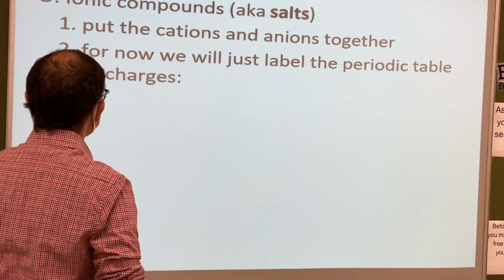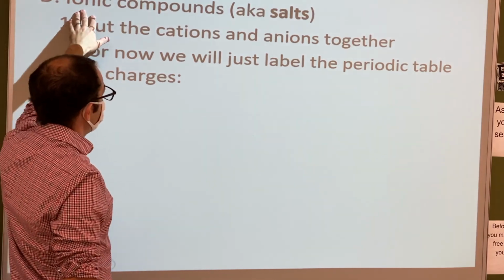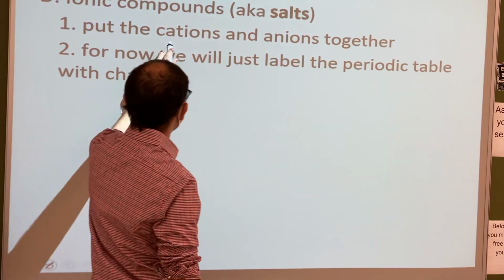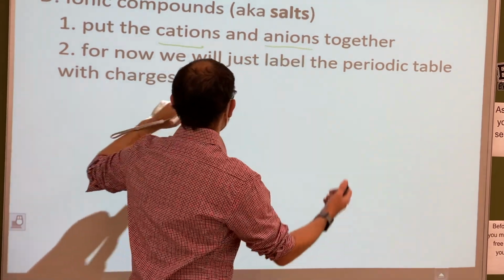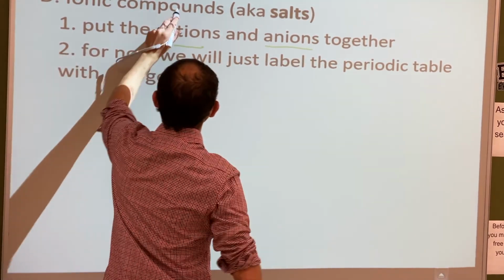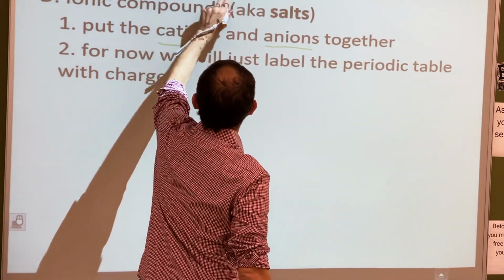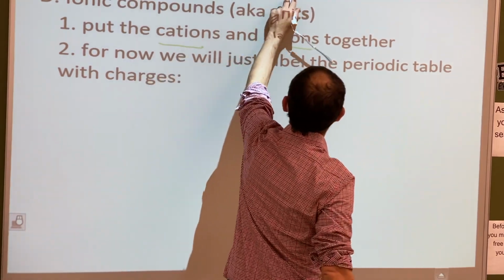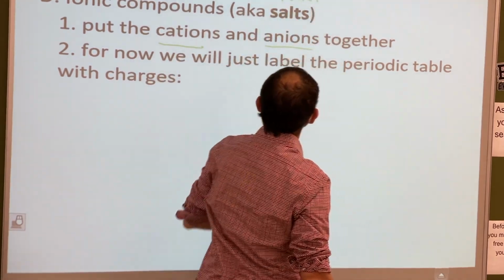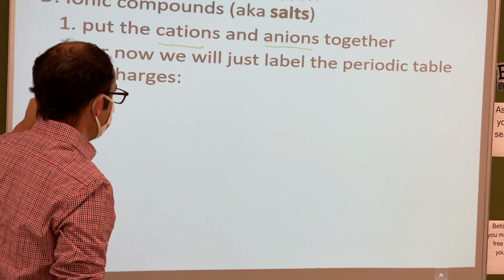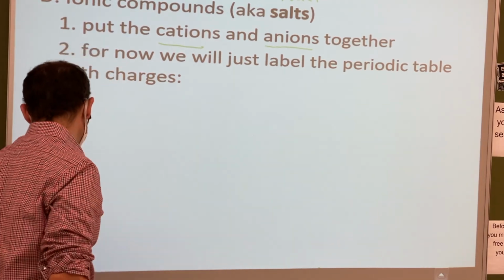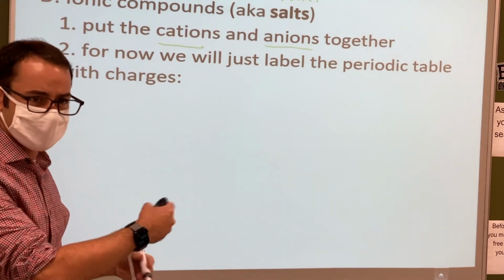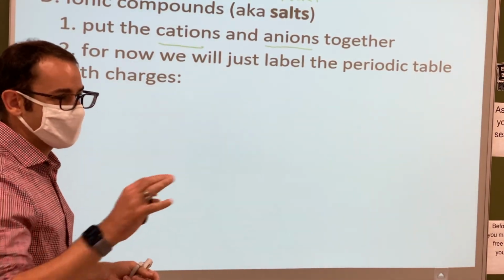Okay, so last thing in this little section, we have ionic compounds. They're also known as salts. We put the cation and the anion together. So in our example that we just had, our cation was Na+, our anion was Cl-, and we're going to combine them together to make NaCl. All right? And for now, we're just going to label the periodic table with the charges so that you don't have to draw all the atoms and all the electrons that we just did. For this chapter, I don't want you to focus on that.